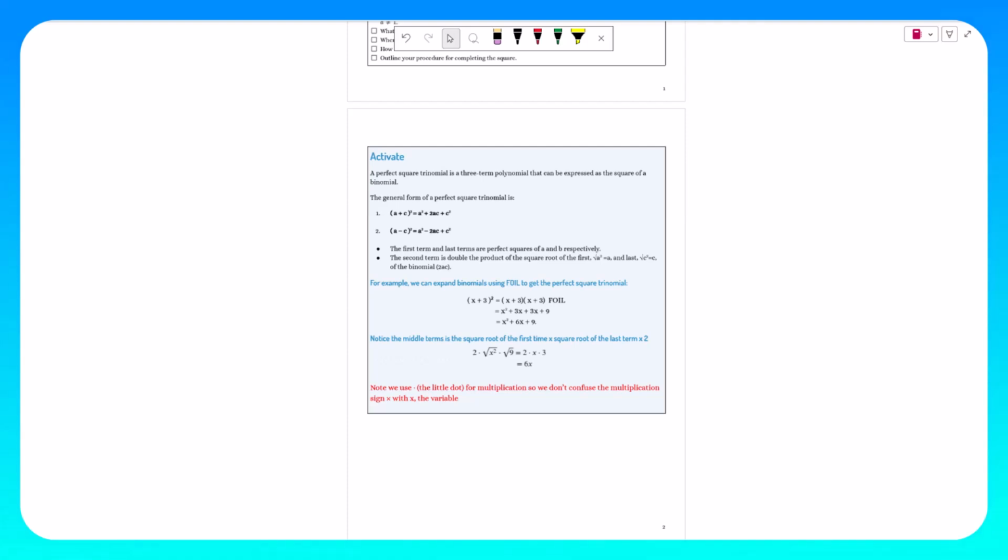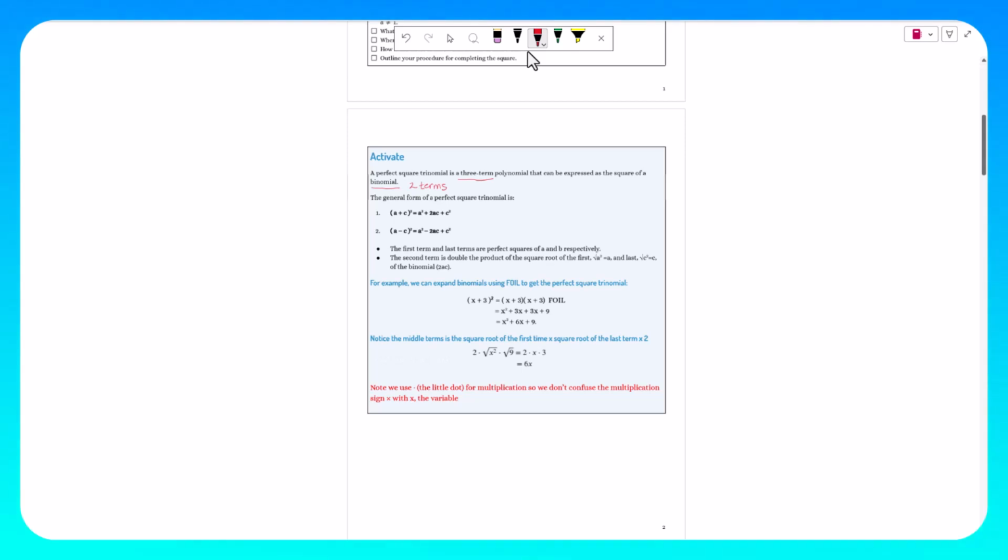So let's get started. We're going to start by doing a little bit of a review of perfect square trinomials. You first saw these in Math 10C, and a perfect square trinomial is one that has 3 terms in it, and it can be expressed as the square of a binomial. And a binomial has 2 terms.